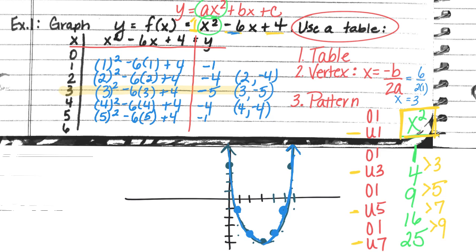So there are a couple steps. The first thing I want you to know, use a table. The second thing, find the vertex using the vertex formula, the opposite of b over 2a. And the third thing, from the vertex, all parabolas have a pattern. Now these up patterns will change with other numbers.